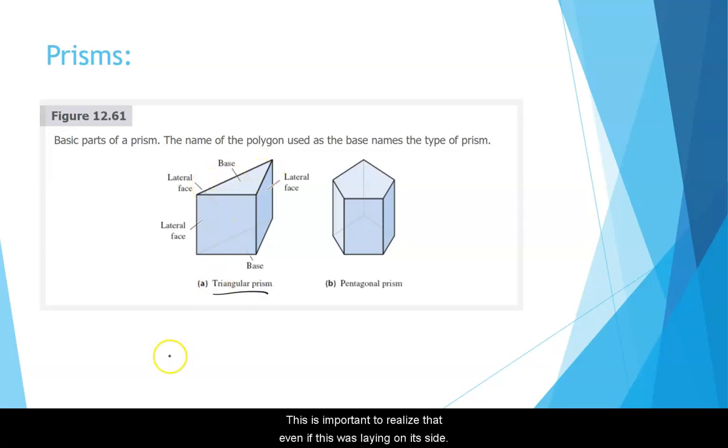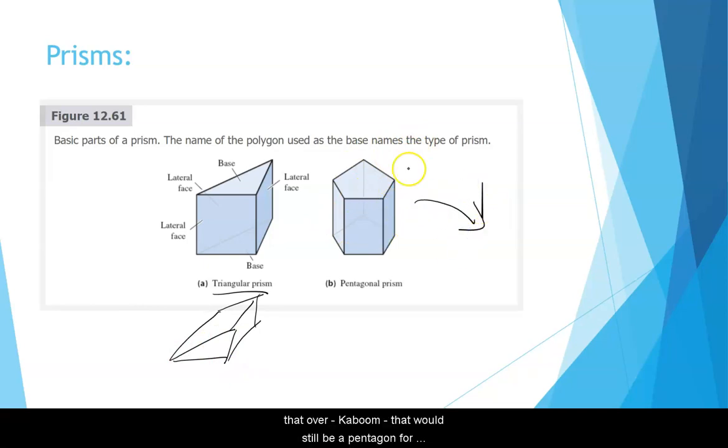This is important to realize: even if this was laying on its side, the base doesn't mean the bottom. The base means that fundamental shape. The base is still a triangle. This is a pentagonal prism. And again, even if we knock that over, kaboom, that would still be a pentagon for the base. So the volume of a prism is the area of a base times the height of the object.